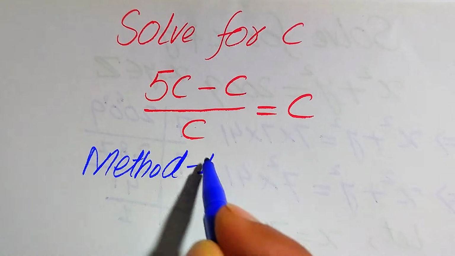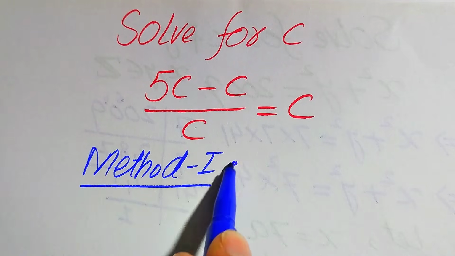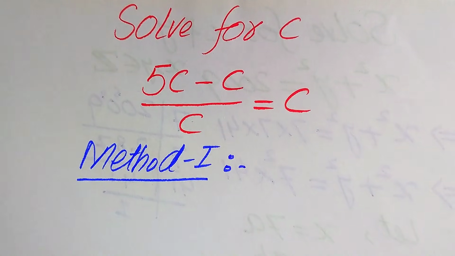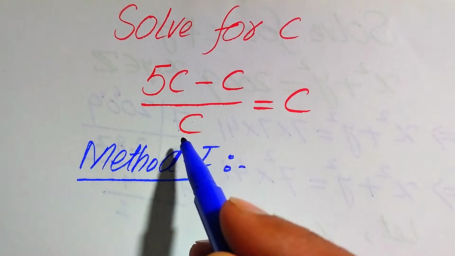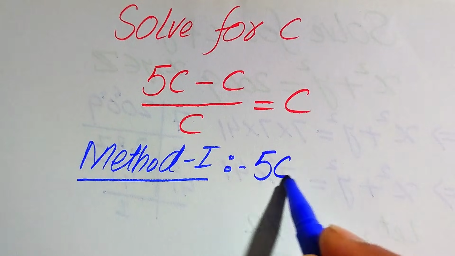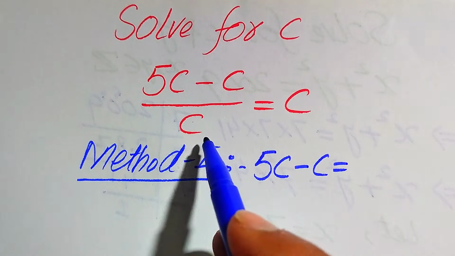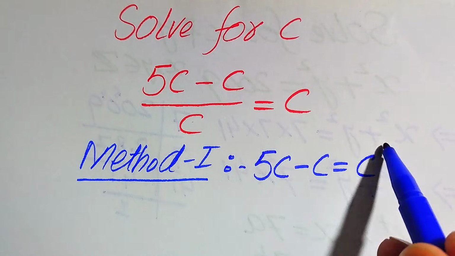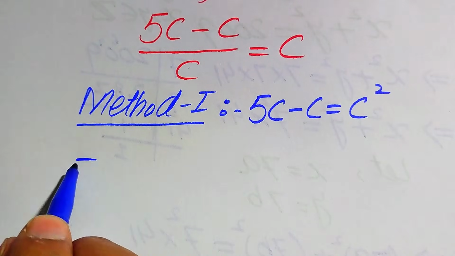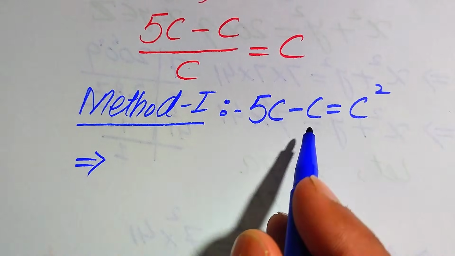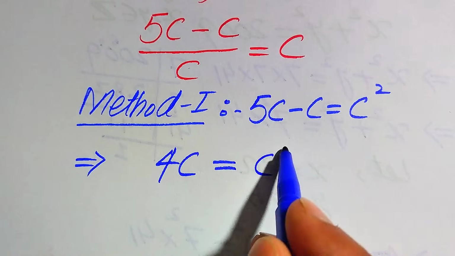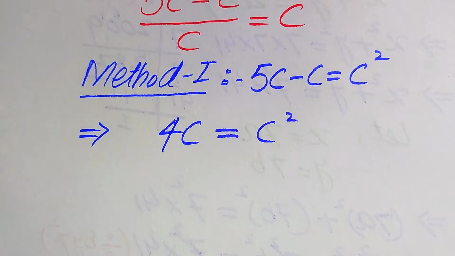But if you have any other method in your mind, please don't hesitate to write it in the comment section. In the first method, you see that c is dividing the left hand side, and we need to move this to the right hand side. When we move it to the right hand side, c is multiplied by c and becomes c square. Now in the next step we simplify, and 5c minus c becomes 4c is equal to c square.